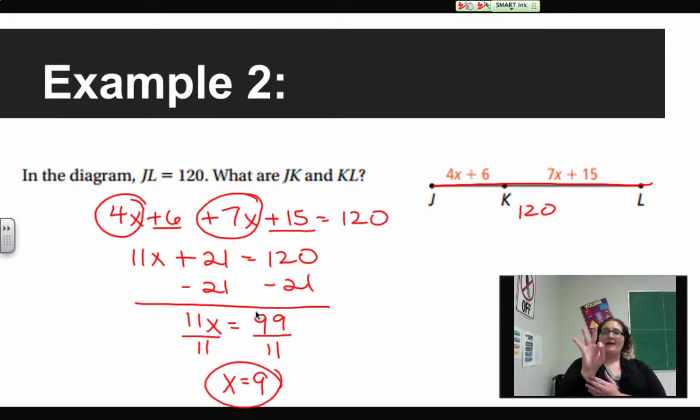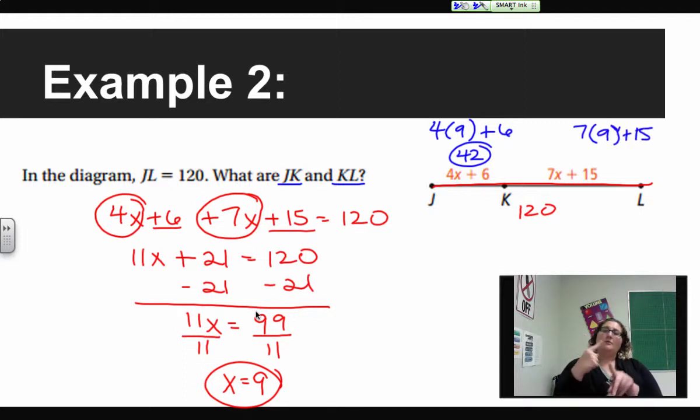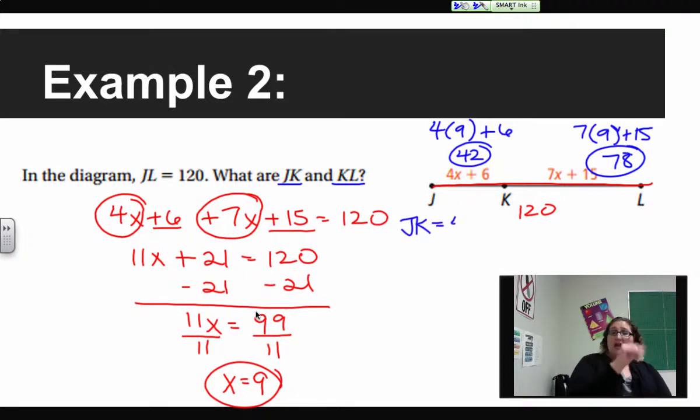Now, I'm not done because that's not what the question asks. The question asks, what are the lengths of JK and KL? So I have to plug these back in. I'm going to take 4 times 9 plus 6, which gives me 42. And then 7 times 9 plus 15 gives me 78. So for my answer, I can say JK is equal to 42 and KL is equal to 78.